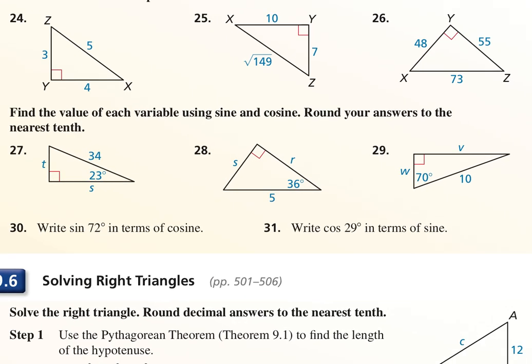So 28 directions say find the value of each variable using sine and cosine. And I'll tell you right now, it's not going to say what to use. It's just going to say find the variables. So you've got to know based on what you're given what you're going to use. It could be sine, cosine, or tangent mixed together.